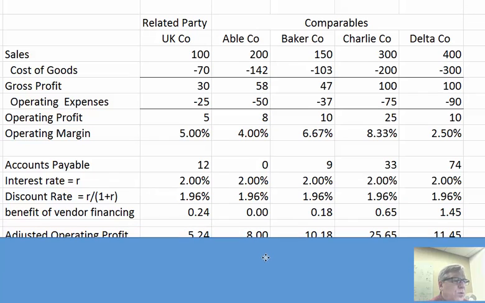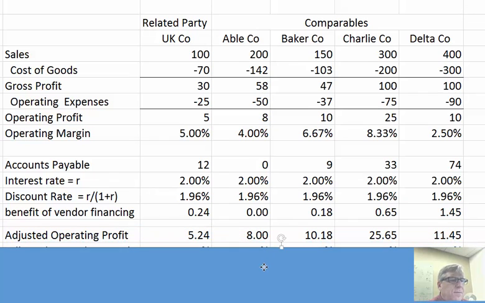Let's suppose we're going to adjust their operating profit. What we would do is say, if they were paying cash, they would get a better price. The price that they would demand is the amount of that benefit. So we're going to add that benefit to their operating profit as though they bought the cost of goods sold for that much less money because they were paying cash. I'm hoping that makes sense. So now we have a new operating profit number that we can use.